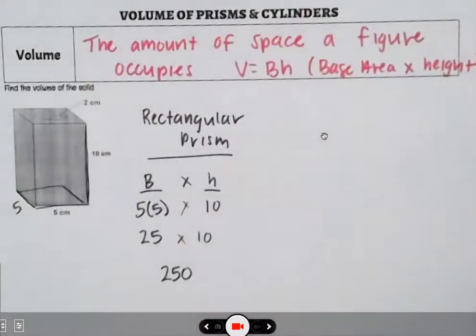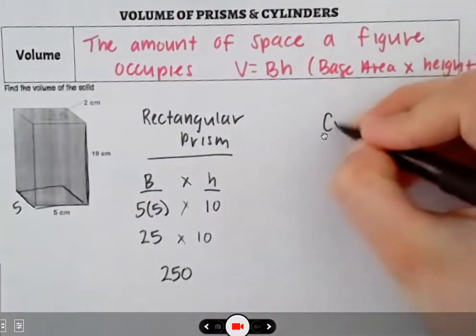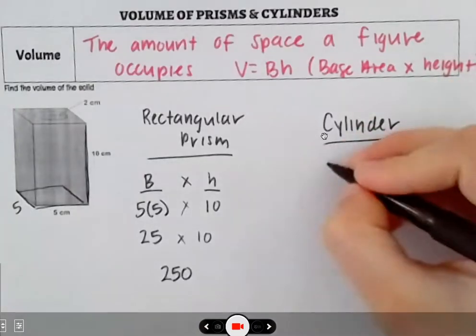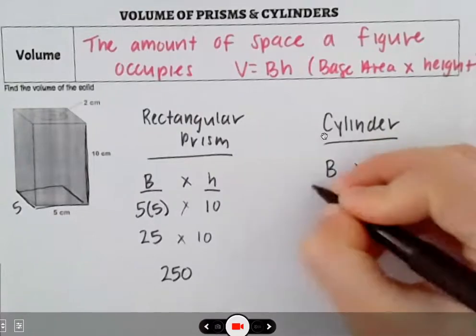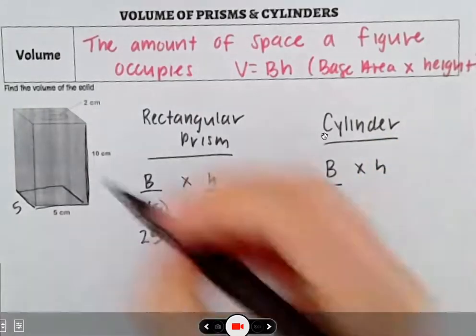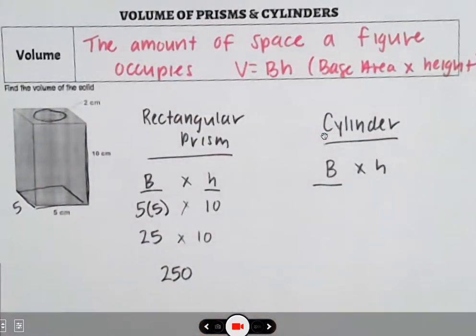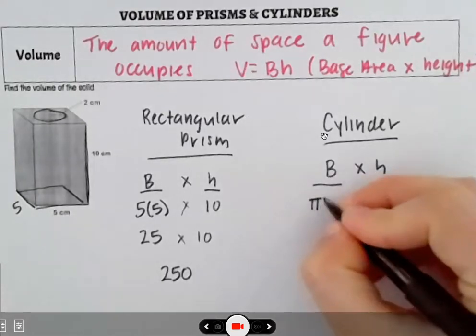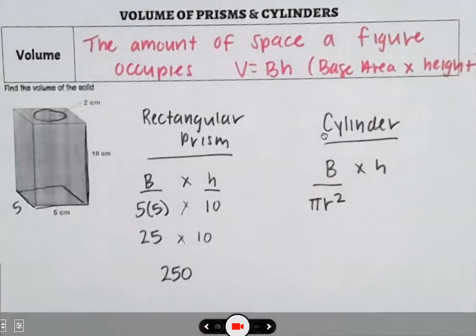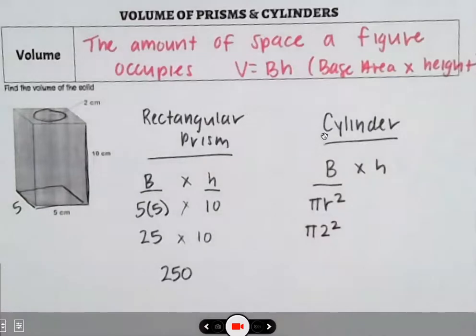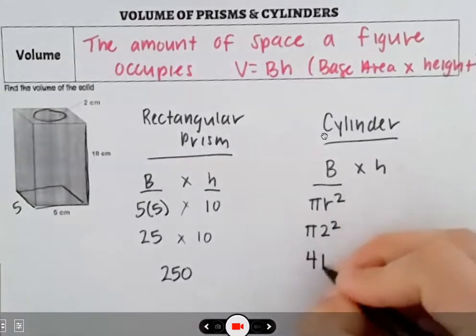Now let's find the volume of the cylinder. So remember, we have base area times height. If we start with our base here, the base shape of a cylinder is a circle, right? And to find the area of a circle, it's pi r squared. Our radius they're telling us is 2. So I'm going to plug in 2 and square it, so now I have 4 pi.